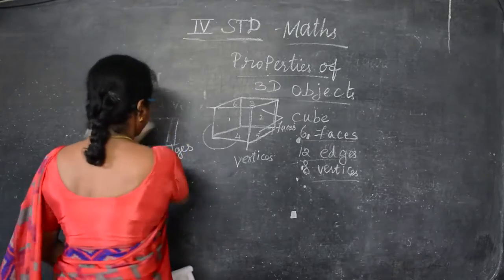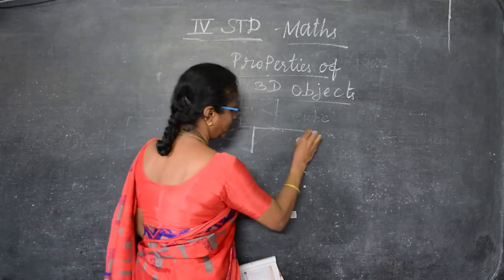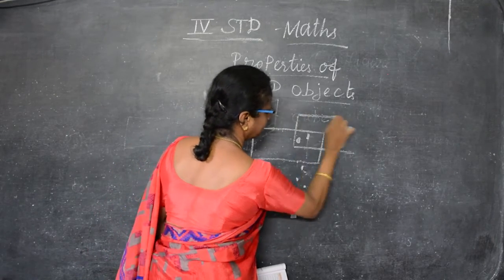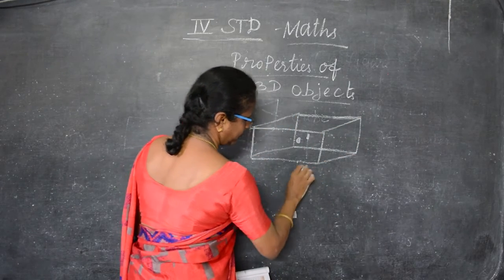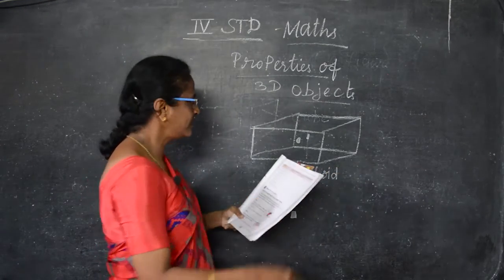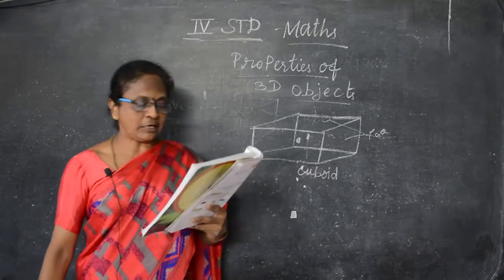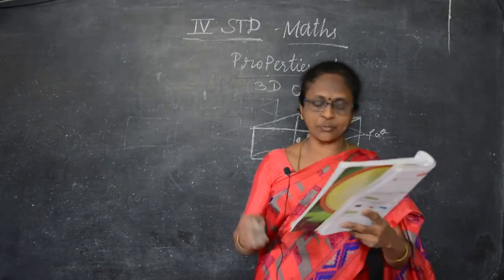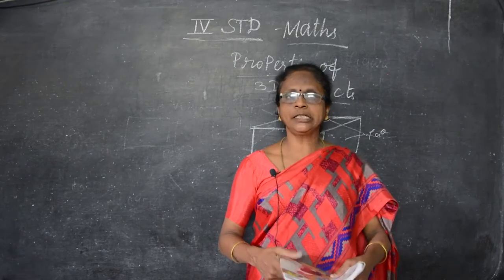So cuboid also has 6 faces. Cube will be in the shape of a square and cuboid in the shape of a rectangle. So this is the cuboid. So this also has 6 faces. This is the face, 12 edges and 8 vertices. Its opposite faces are equal. So examples are matchbox, bricks, eraser, book and toothpaste. Okay children, thank you. We will continue in the next class.